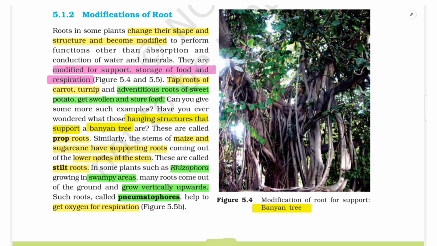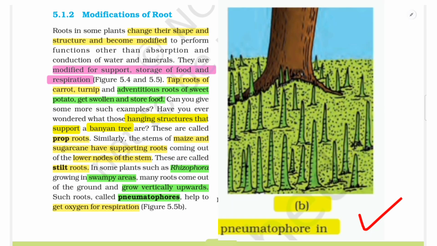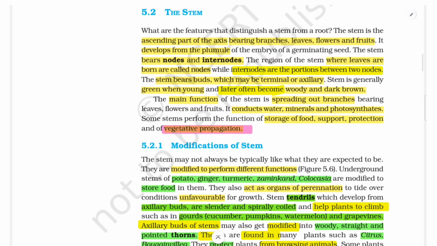These are called stilt roots. In some plants, such as Rhizophora, growing in swampy areas, many roots come out of the ground and grow vertically upwards. Such roots, called pneumatophores, help to get oxygen for respiration. Figure 5.5b.